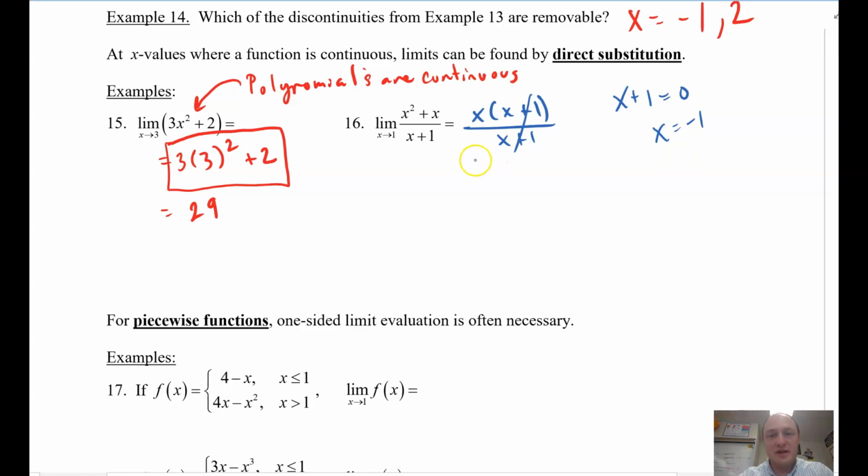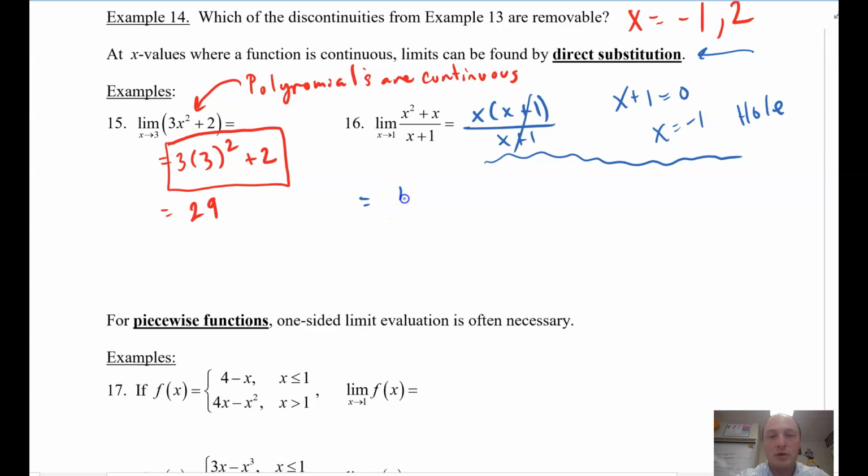All this is just backstory. You don't really need this to do this problem. They just want you to directly substitute, so I'm being extra. But here you have a hole. They want you to evaluate the limit at x equals 1. Our function is continuous at 1, so we can just go ahead and evaluate.